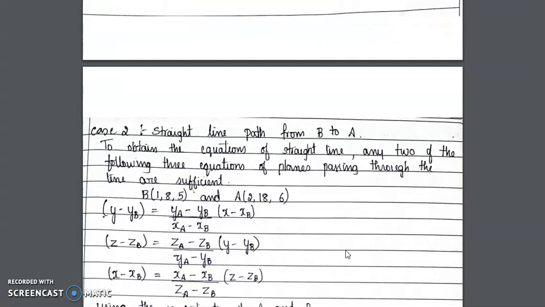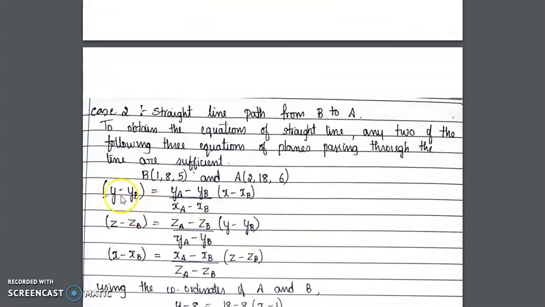So first I will take the xy plane. It can be written as y minus yb is equal to (ya minus yb) divided by (xa minus xb) into (x minus xb). And one more equation, for the yz plane, is z minus zb is equal to (za minus zb) divided by (ya minus yb) into (y minus yb). Similarly for the xz plane, this is the equation. To obtain the equation for the straight line, I can consider the equations of any two planes. So here I am considering the first two equations to solve this problem.